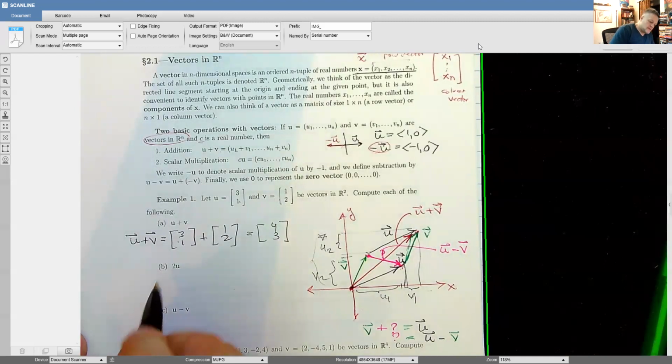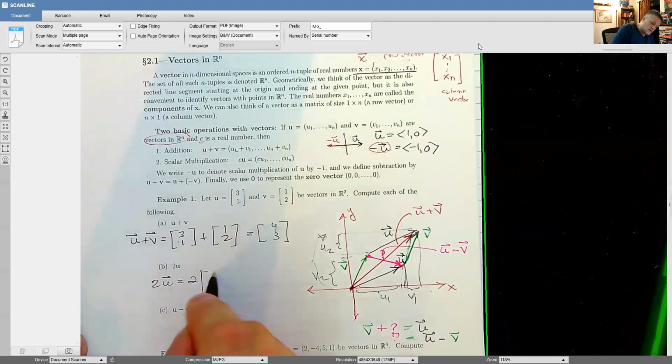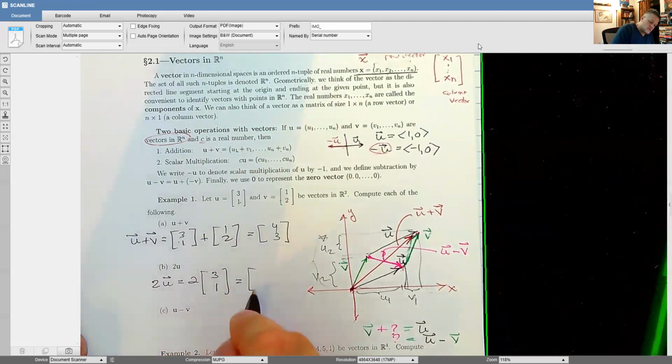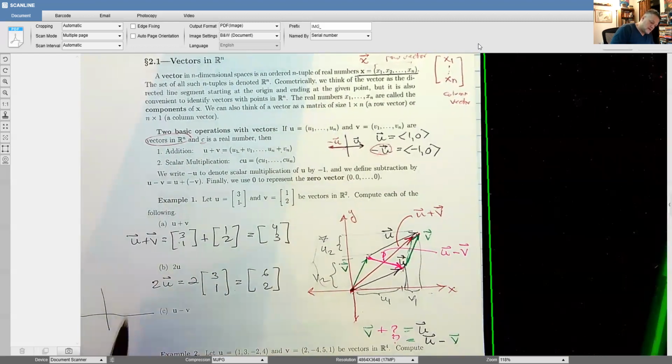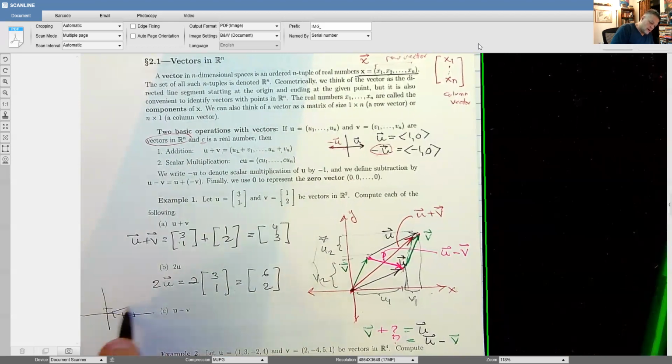All right, let's look at 2u. 2u means to multiply the components of u, each of them by 2. So I get 6, 2. Now, if you were to plot that, let's see, 1, 2, 3, here is 3, 1. 6, 2, 1, 2, 3, 4. We're out here. You'll notice that 6, 2, and 3, 1 lie on the same line. And this vector here has twice the length of the original vector u. You can check that out, right?